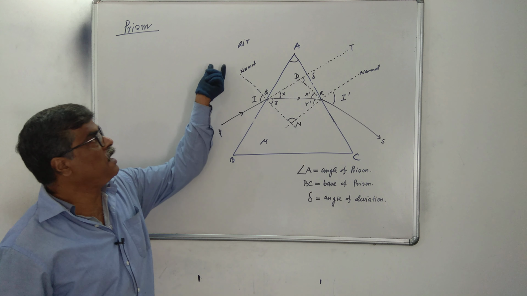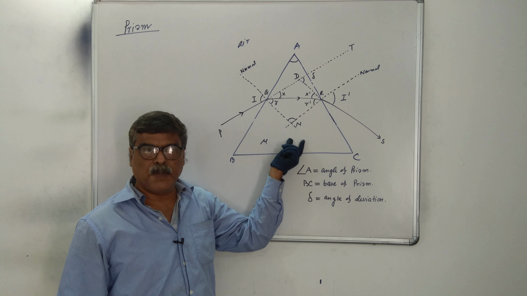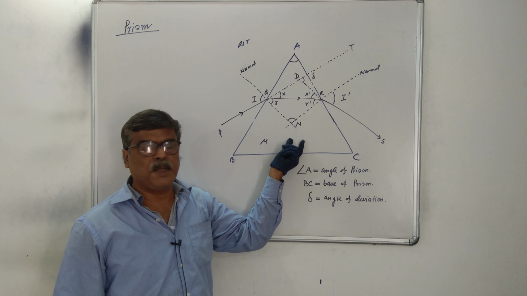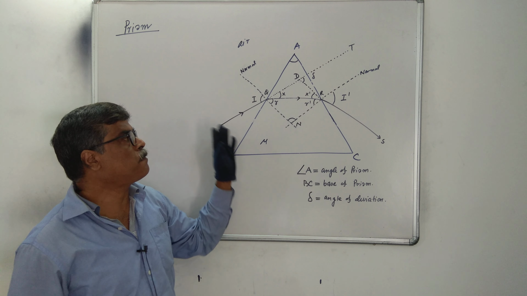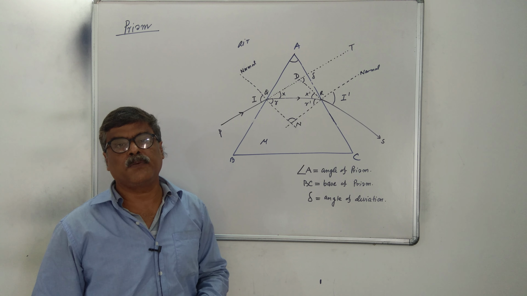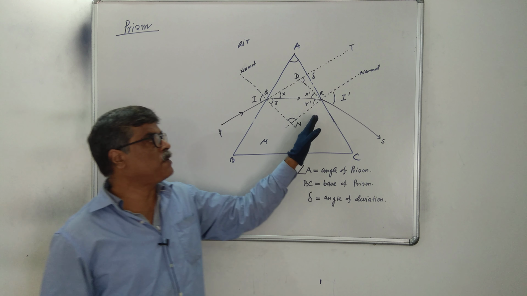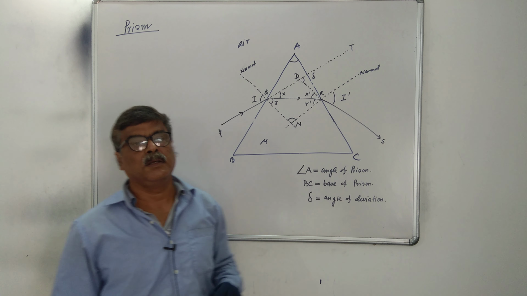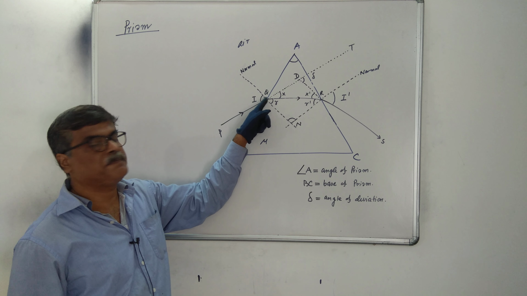So this is the air medium, that is the rarer medium. This is the glass medium, that is the denser medium. Again this is the air medium. When a light ray passes through the prism, refraction will occur twice, from rarer to denser, and again from denser to rarer. So first, PQ is the incident ray.